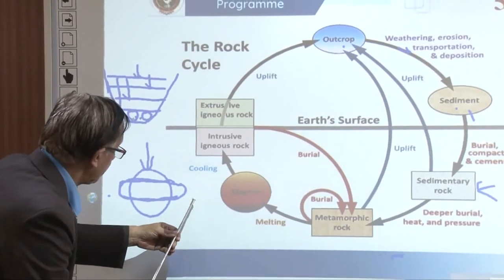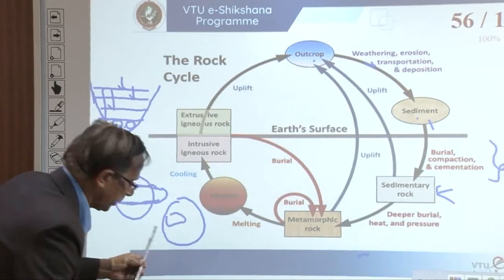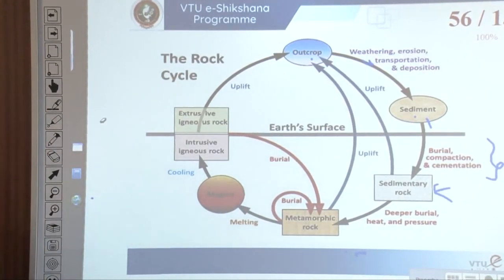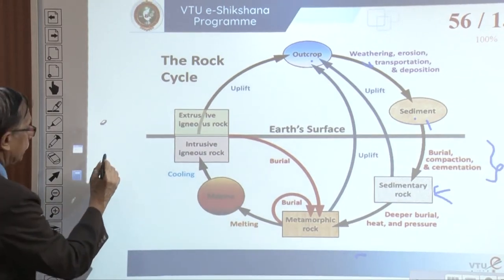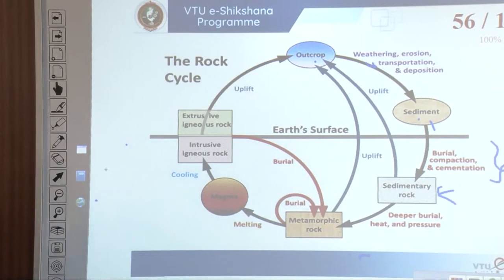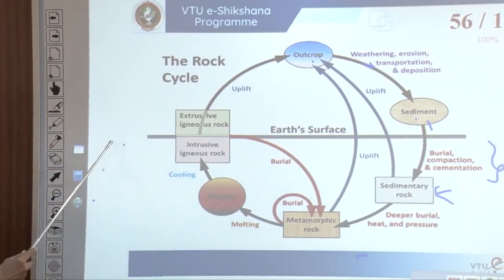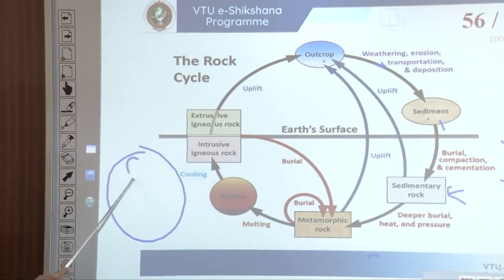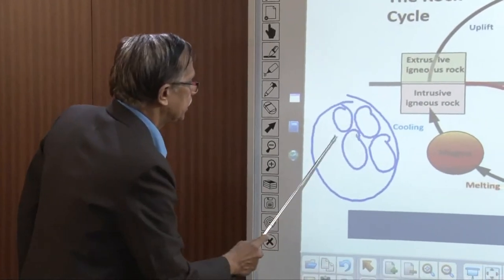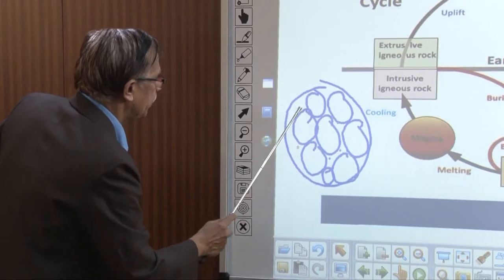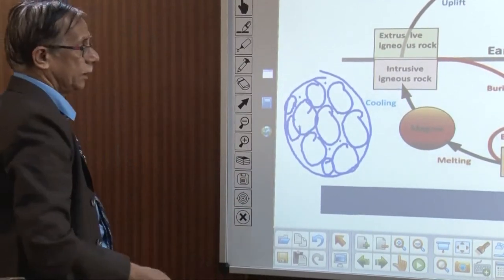Suppose I have a big unit, there are so many fragments in the sedimentary rock. This is a rock which is made up of sediment like this. There are some small minute particles, clay-like, which are like this. This is the rock, sedimentary rock.